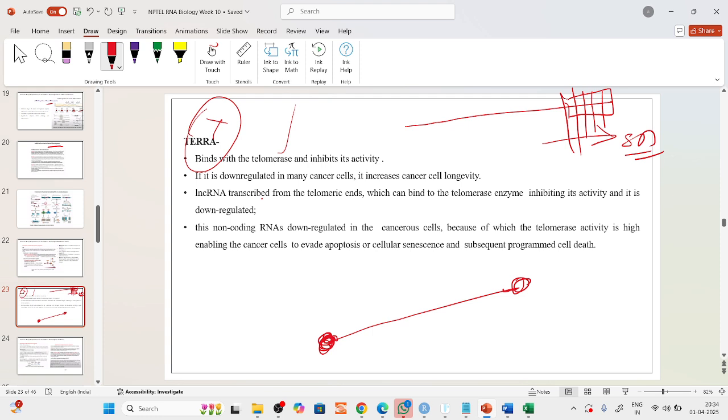But in the case of cancerous cells, what happens? This TERRA is down regulated, and because it is down regulated, the activity of telomerase enzyme is very high, which enables the cancerous cell to evade the apoptosis process or cellular senescence, and subsequently programmed cell death also.